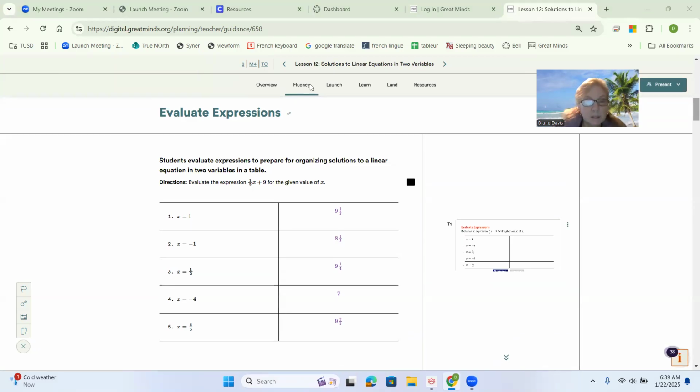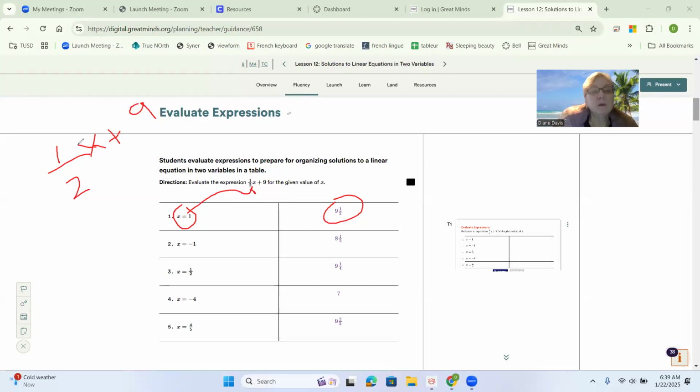That means substitute what they give you there for x into here, and this is what you get. That's what evaluate means. So if you put a 1 for x, what that says, in case you can't read it, is 1/2 x plus 9. Here we just have one variable, right? So we're just making sure you know how to do this.